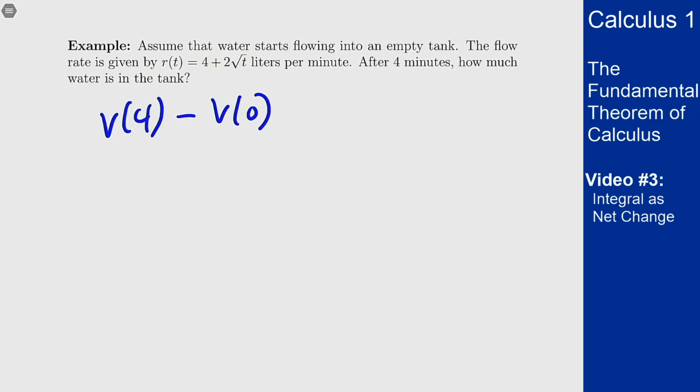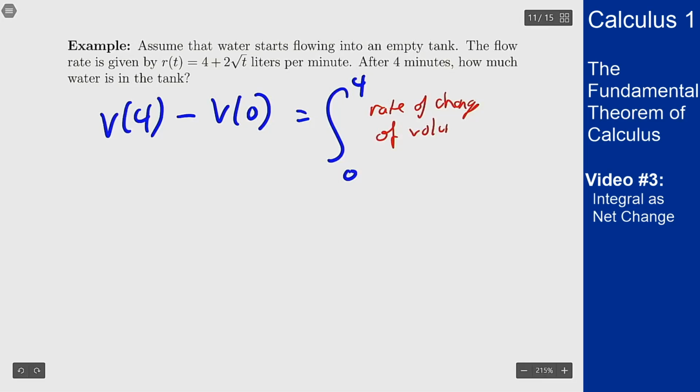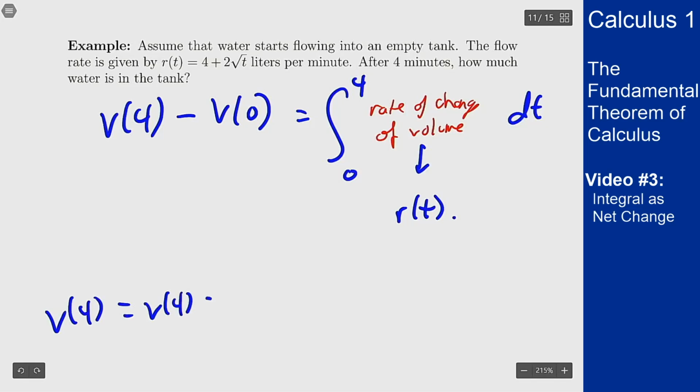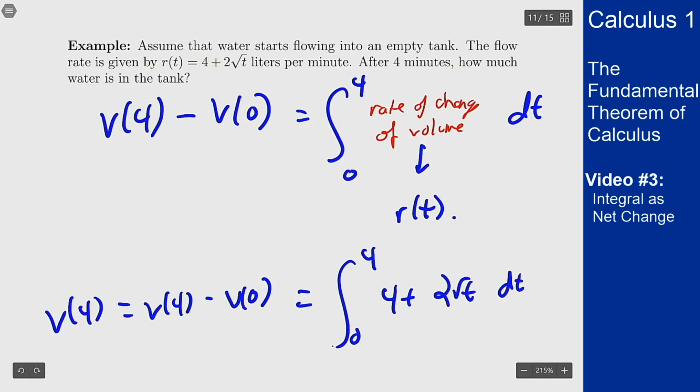By the fundamental theorem, this should be equal to the integral from 0 to 4 of the rate of change of volume, dt. Now, what is that rate of change of volume? Well, it's how fast water is being pumped into the tank. This is my r of t. So to find this volume, v of 4, which is equal to v of 4 minus v of 0 because the tank starts empty, is the integral from 0 to 4 of r of t, which is 4 plus 2 root t dt. To now find this, I can just anti-differentiate this function.